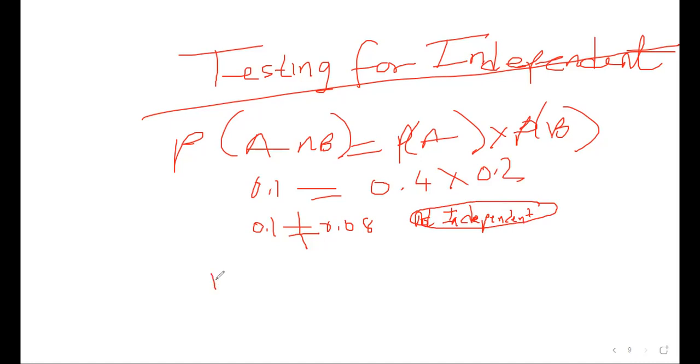Similarly, probability of A given B should give us probability of A if they are independent events. Are we together there? Are people with me?